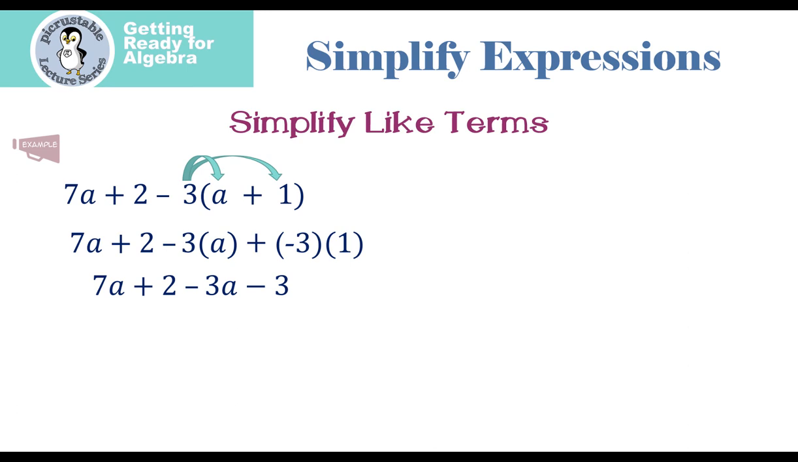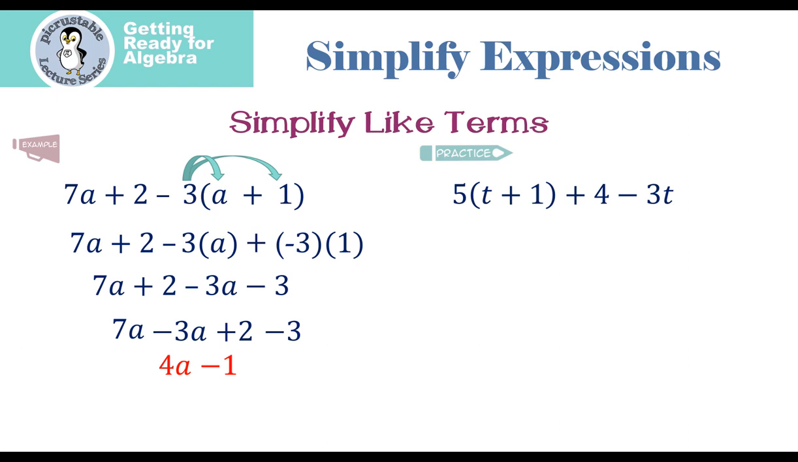But we're not done simplifying because we have like terms here. We're going to take 7a minus 3a and then 2 minus 3. Did you notice that I put like terms next to each other? 7a minus 3a is 4a and 2 minus 3 is -1. Cool. I want you to do this one. Pause the video, do it, then press play to check.